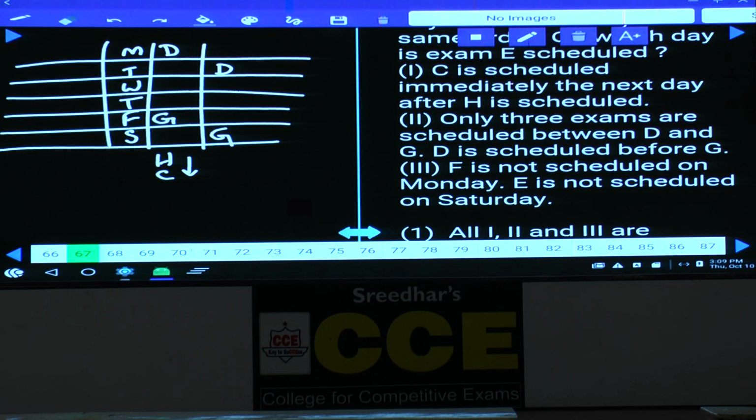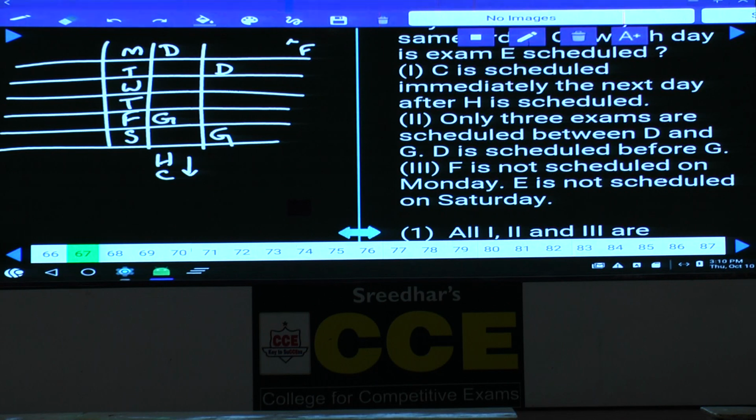Then the next one: F is not scheduled on Monday, E is not scheduled on Saturday. If you combine the first two, H and C are adjacent to each other. In the first case we have 2 possibilities and in the second case also there are 2 possibilities. Hence, by combining 1 and 2 we are not getting any answer here. Then coming to 2 and 3.